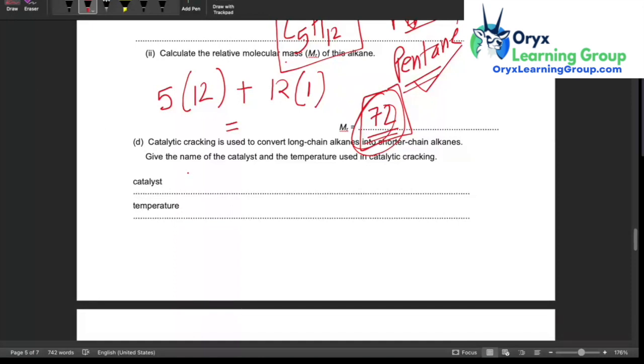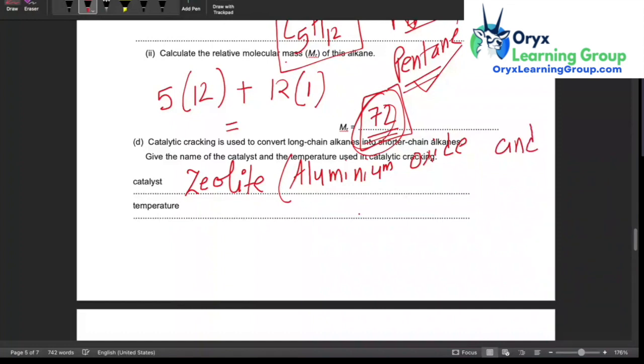The catalyst is zeolite. What is zeolite? You can make a note of this. Zeolite is basically a combination of aluminium oxide and silicon oxide. This is the combination of catalyst we use. You can remember this, it can come in the exam. So what is the catalyst? The catalyst is zeolite, a combination of aluminium oxide and silicon oxide.